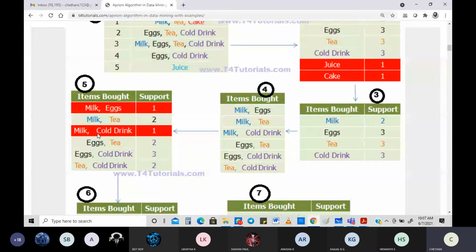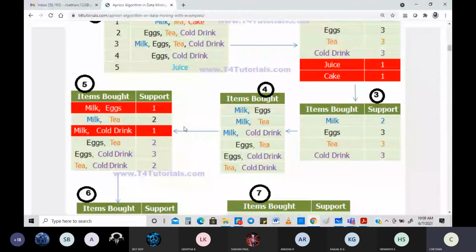But our minimum support is nothing but 2. So if you take this into consideration, what is going to happen? If you take minimum support as 2, whichever items have a support of less than 2 will be taken off. Anything less than 2 will be taken off.